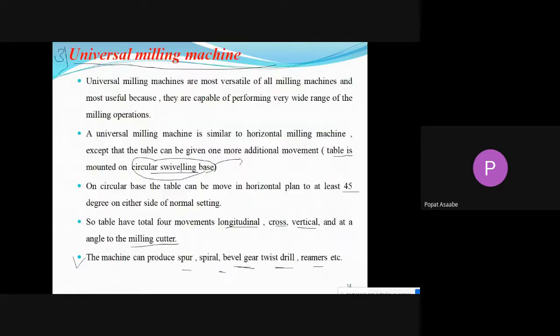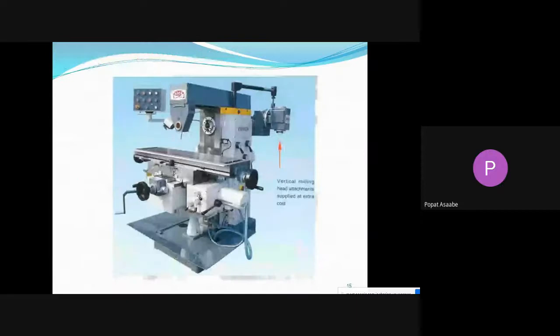But in this universal milling machine, we can give the movement to the table longitudinally, that is the first movement, then the crosswise movement, that is the second movement. Also we can move the table up and down, that is the third movement.